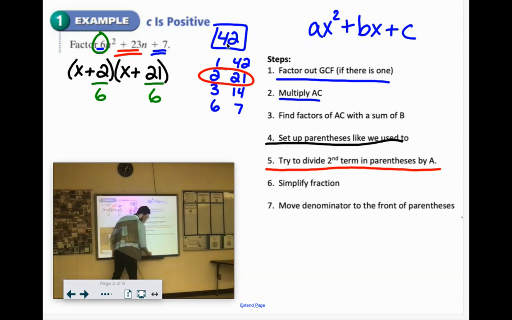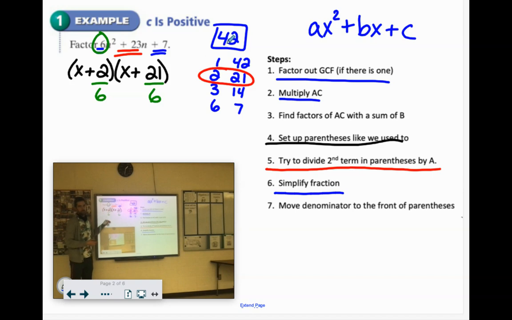Then step 6 says simplify that fraction. So if you had the fraction 2 over 6, what would that reduce to? Or what do you know that goes into 2 and 6? You might say 2. 2 goes into 2 one time, and 2 goes into 6 3 times. Great, we'll come back to that. You're looking at 21 and 6, and you're like, oh snap, 3 goes into both of those. 3 goes into 21 7 times, 3 goes into 6 2 times.